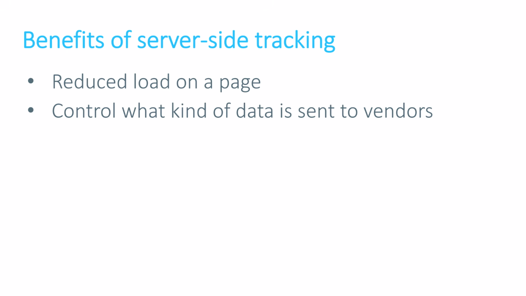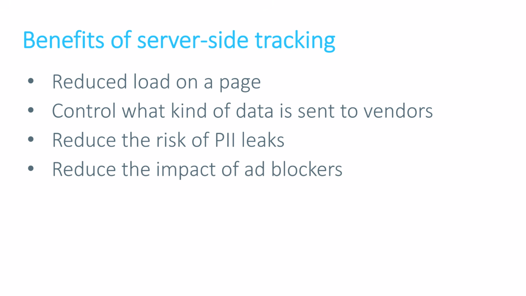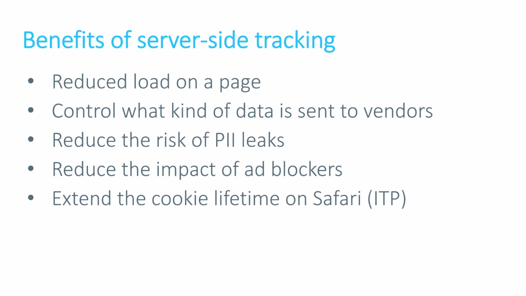Then you can control what kind of data is sent to vendors. For example, if you're working with a company that wants to strictly control what kind of data your vendors get, then server-side tagging adds an additional layer of control. So that way you could also reduce the risk of personally identifiable information leaks. Then another benefit that a lot of companies are benefiting from is to reduce the impact of ad blockers or other browser extensions that interfere with web Google Tag Manager or other tracking codes that you have on a website. And you can also use server-side tagging to extend the cookie lifetime, and that applies especially for intelligent tracking prevention, where Apple is limiting cookies to 7 days or sometimes to 24 hours.